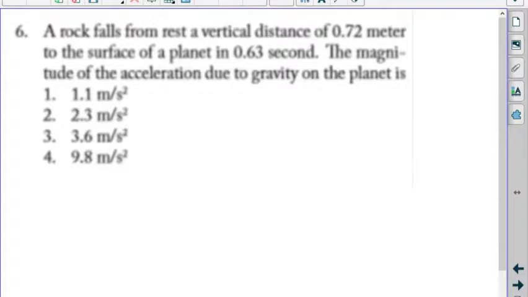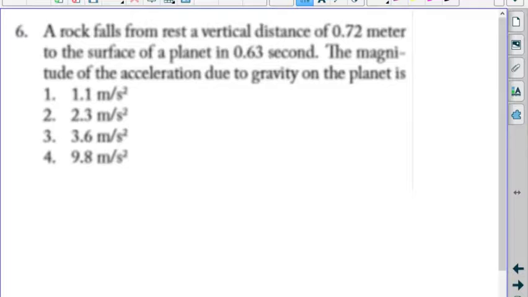Okay, let's look at number 6 over here. So this is a pretty difficult problem. A rock falls from rest a vertical distance of 0.72 meters to the surface of the planet in 0.63 seconds. The magnitude of the acceleration due to gravity on the planet is blank.